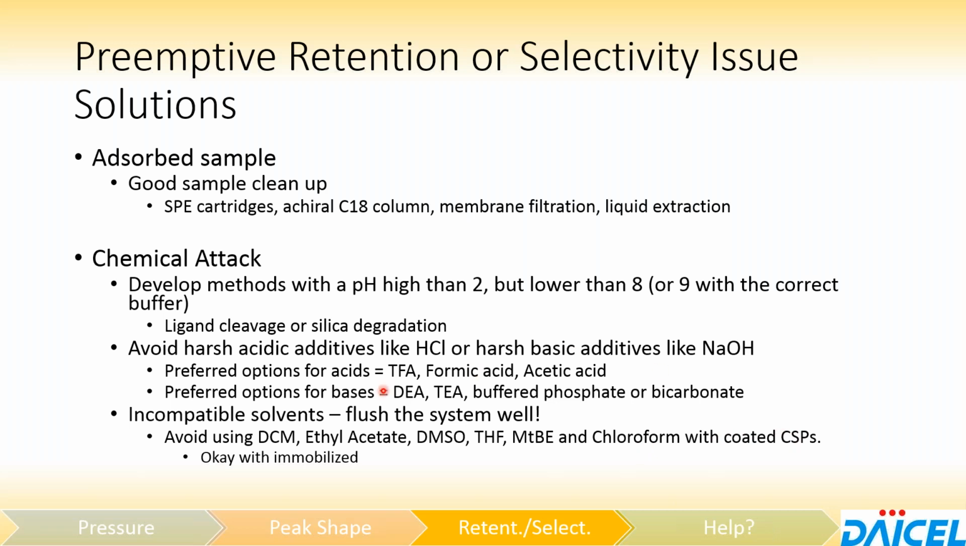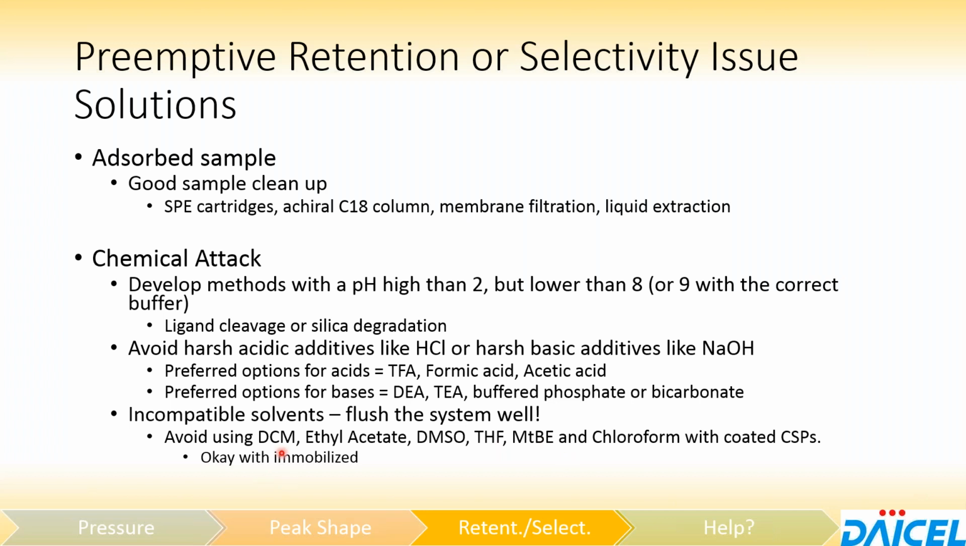It is extremely important that if you're using a system that has both coated and immobilized columns on it, and you're planning on using any of these solvents on your immobilized columns, that you flush the system extremely well. In our lab, we actually have dedicated systems. We call them the extended range solvents. That would be hexane dichloromethane, hexane MTBE, things like that. That system never ever sees coated phases, just as a precaution so that there's never any chance whatsoever of those coated phases seeing these solvents.